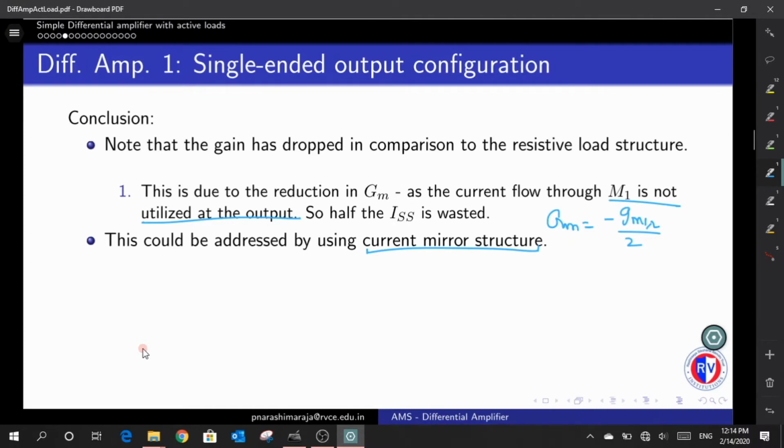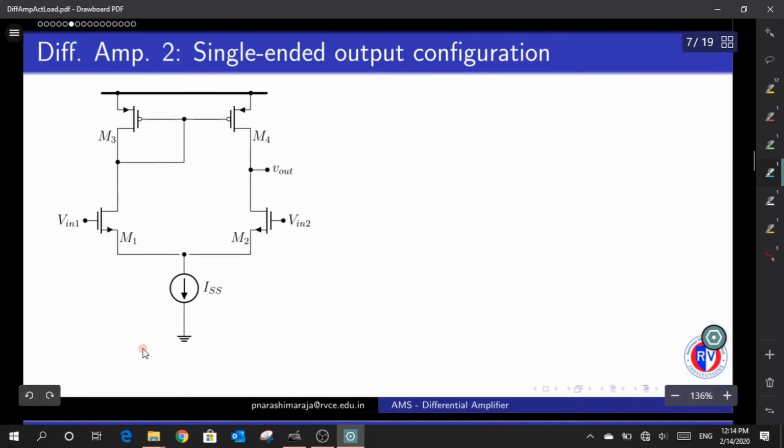We can actually use this current mirror structure in a much better way. So the solution of this, I guess everyone would have done it, is this particular structure, where I could see that I still use my current mirror structure, where M3 and M4 create this current mirror structure, and then this is a complete structure that I have.